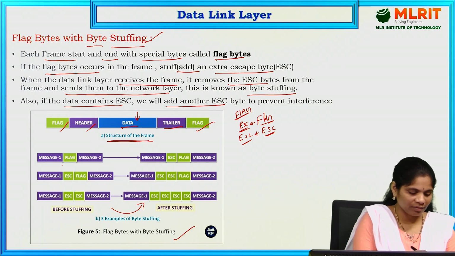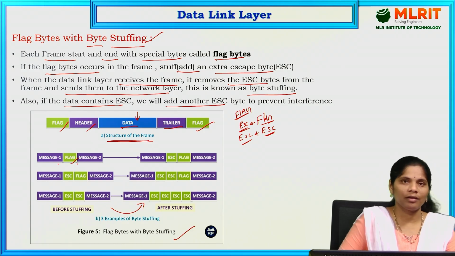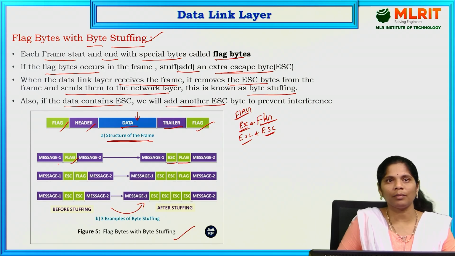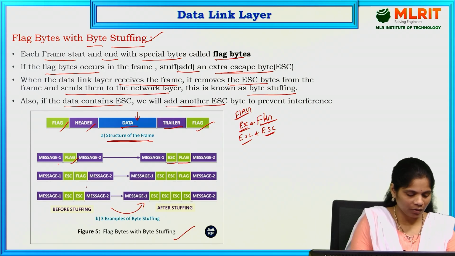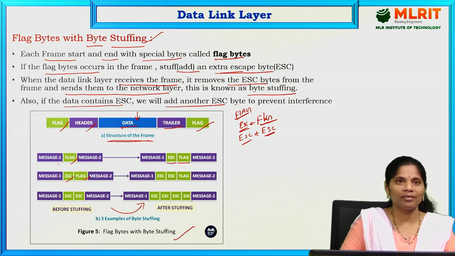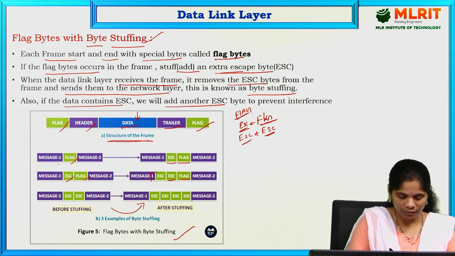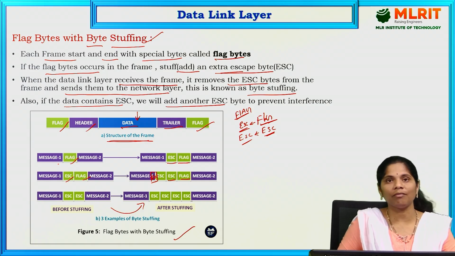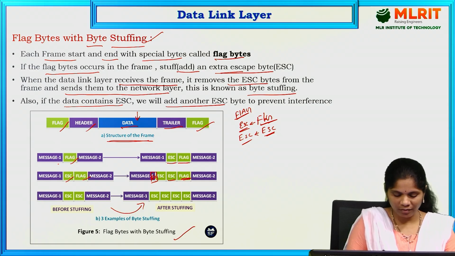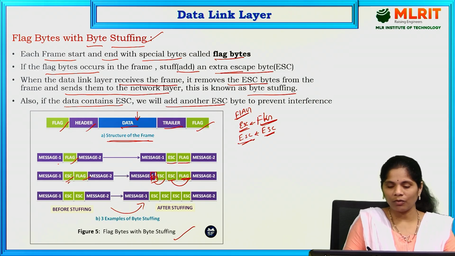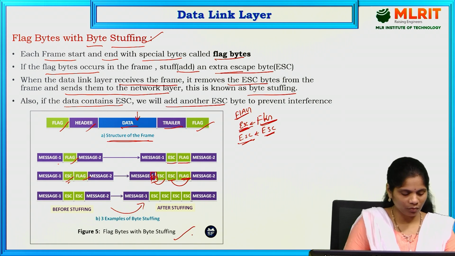Suppose this is the message. Here the flag is there. If the flag is there, what do we have to do? We have to add one extra escape byte. So we add one escape to this message. At the same time, take one more example. Here the flag is there and an escape is there. For that flag we have to add one escape. Again, here also we have to add one more escape for this escape. So this escape is for this flag, and this escape is for this escape. For an escape we add one more escape, and for a flag we add one more escape. That is about flag and escape.